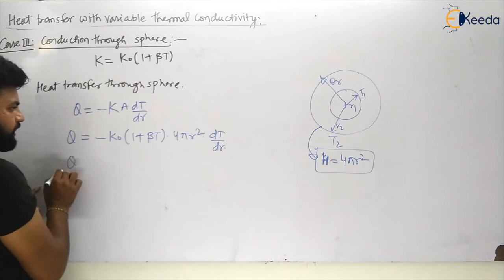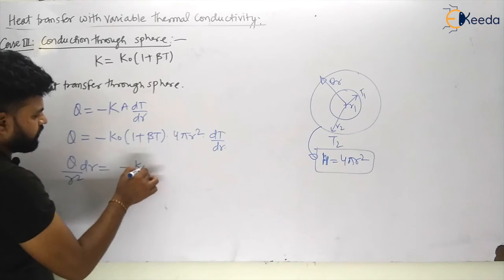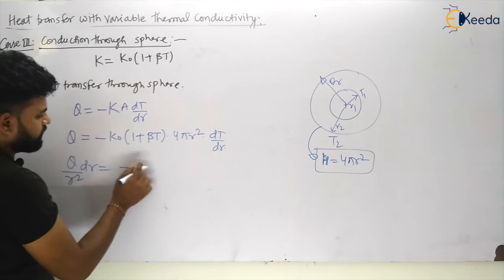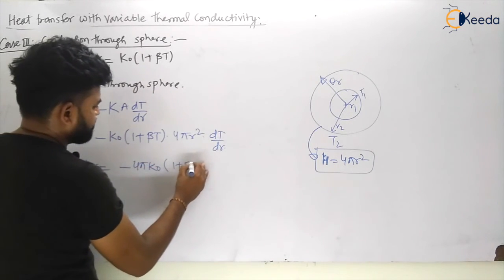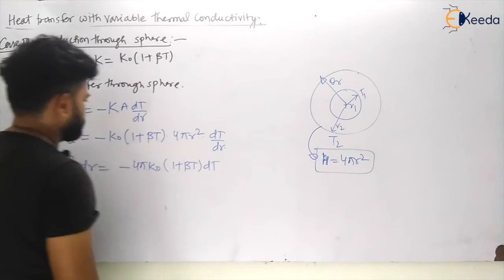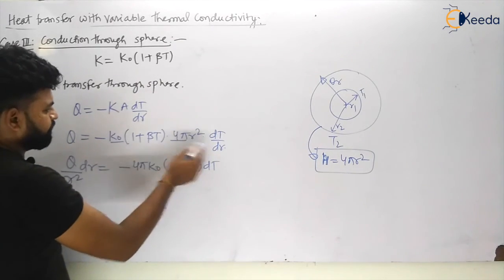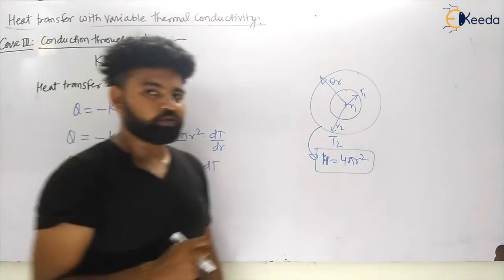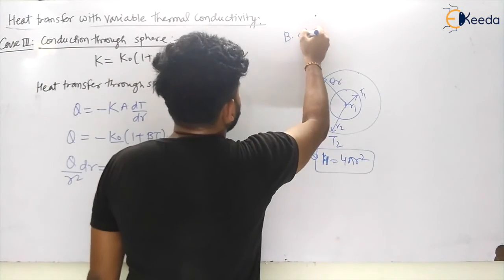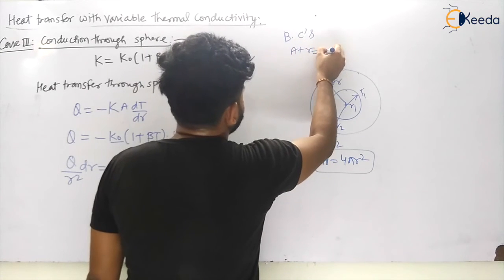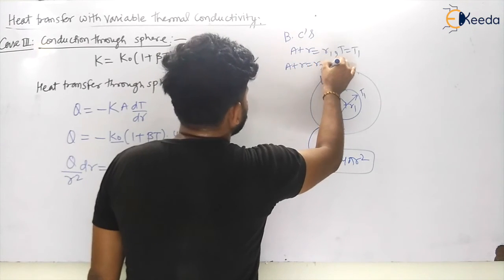So this will become Q by r² into dr equals minus 4πK0 into (1 + βT) into dT. Okay, everything is correct. Now let us integrate this equation, again putting the boundary conditions. What are the boundary conditions? At r = r1, T = T1, and at r = r2, T = T2. So this is very simple.